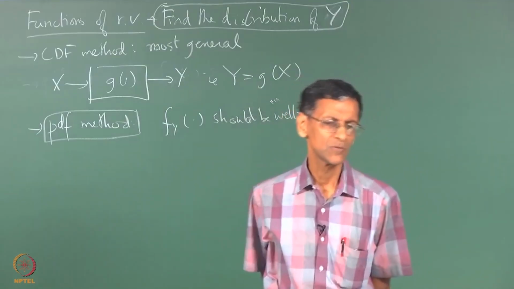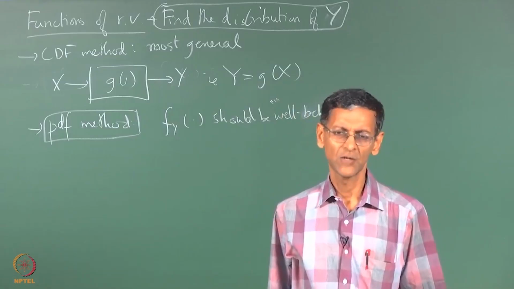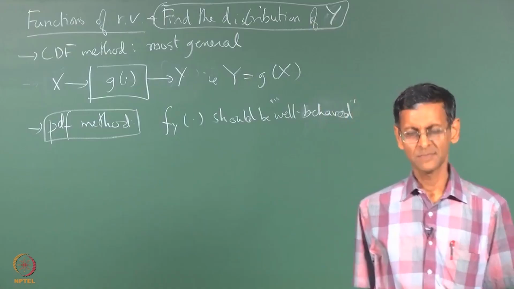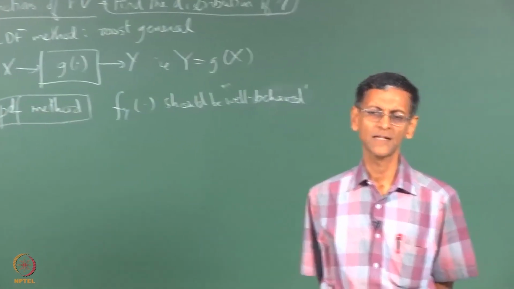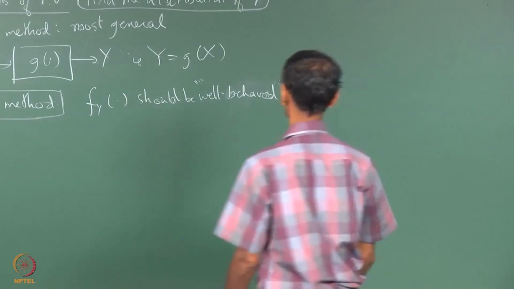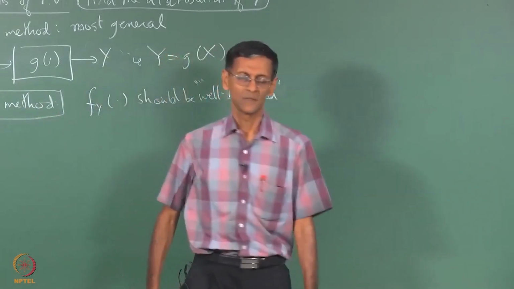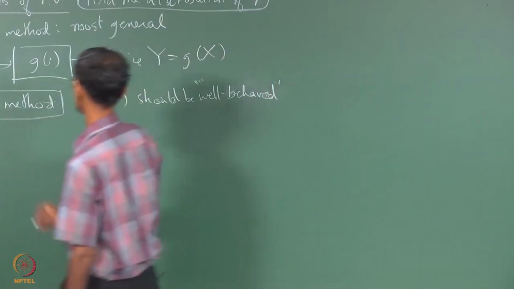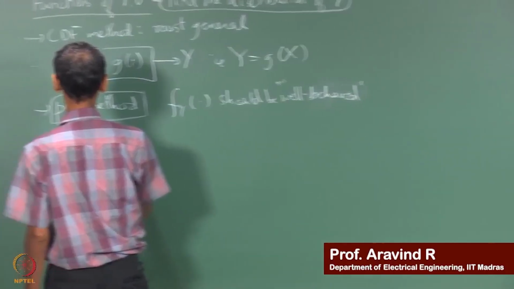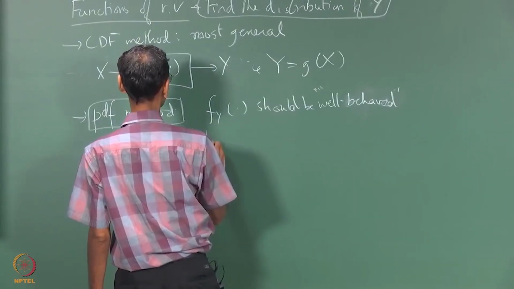So, today we are going to talk about this PDF method, for which of course the assumption is that y does have a well behaved PDF, is not it. So, what are the conditions for this? Well, we will write them down so that there is no doubt about this. x should be purely continuous, right.